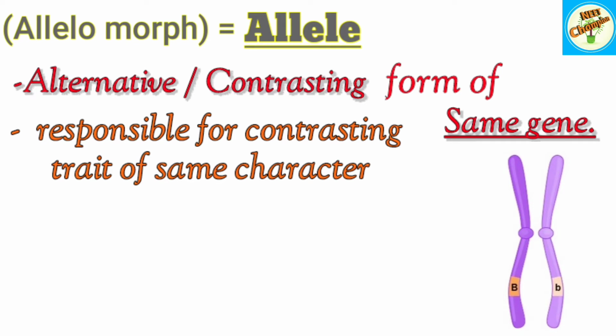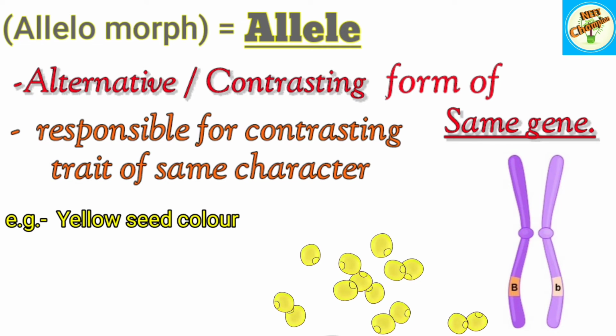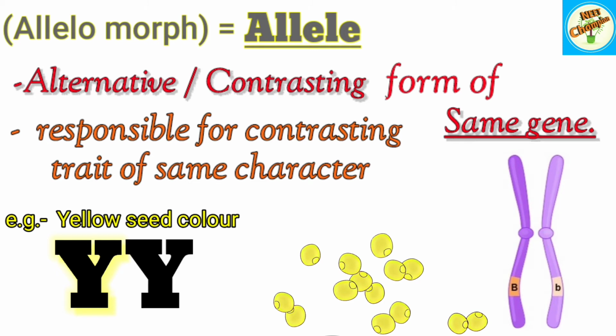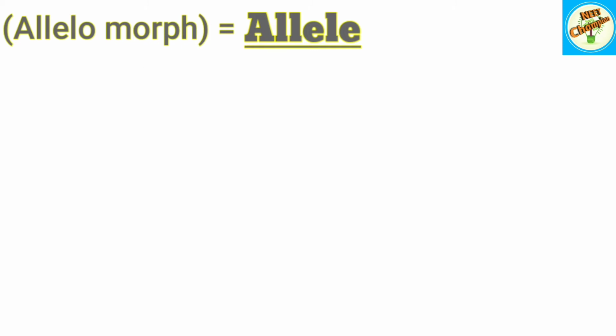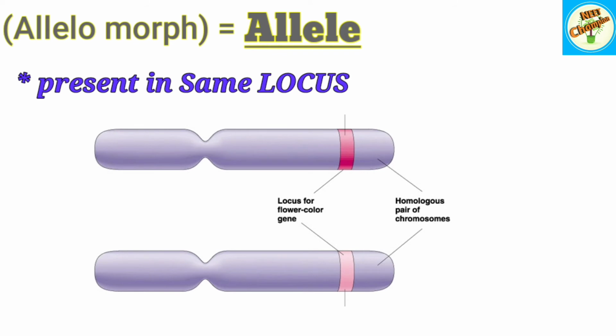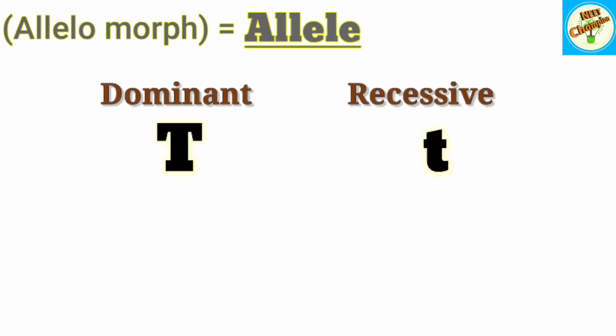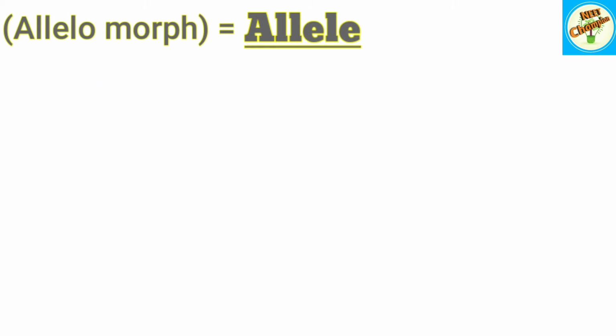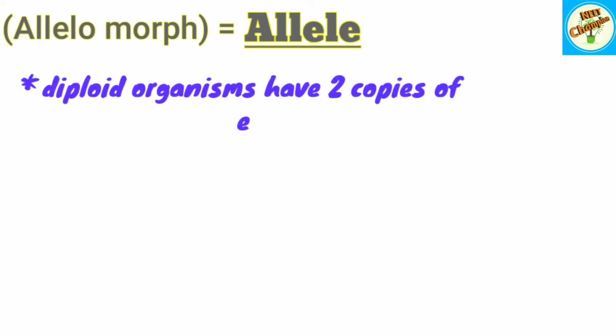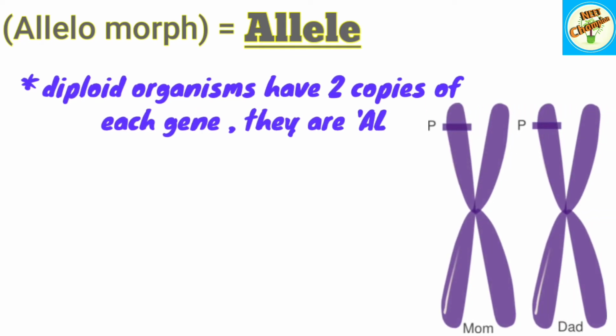character. For example, yellow seed color is given by the capital Y allele, no matter whether it is present in homozygous condition or heterozygous condition. And alleles are located in the same relative position, which is also known as locus, of homologous chromosomes. An allele could be dominant or recessive. In other words, we can say in any diploid organism there are two copies of a gene, and they are nothing but the alleles.